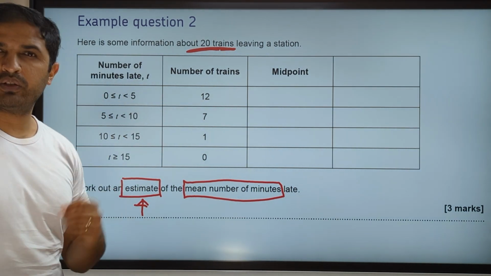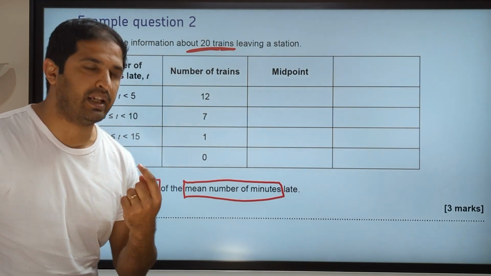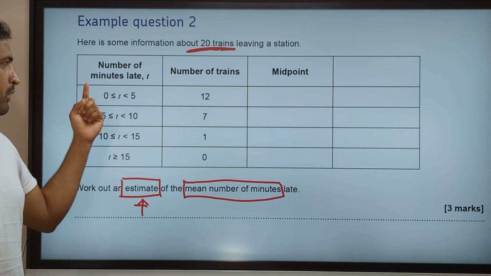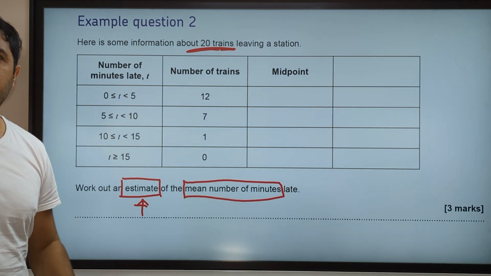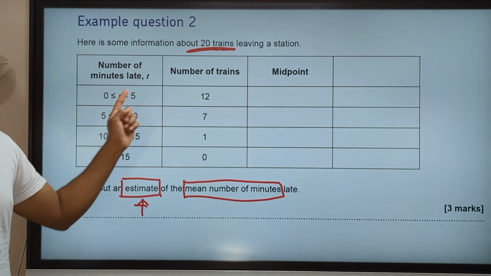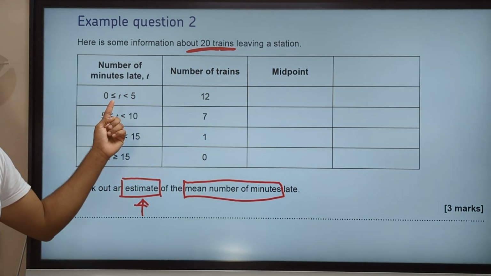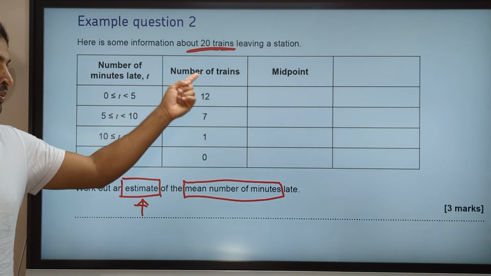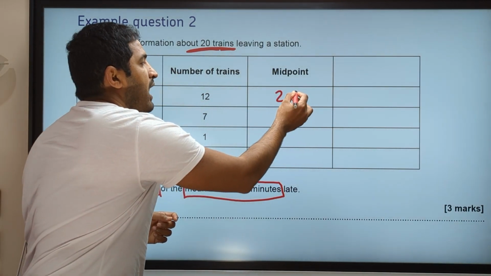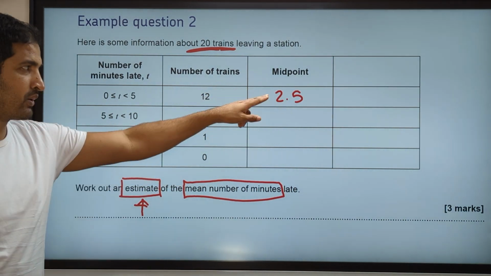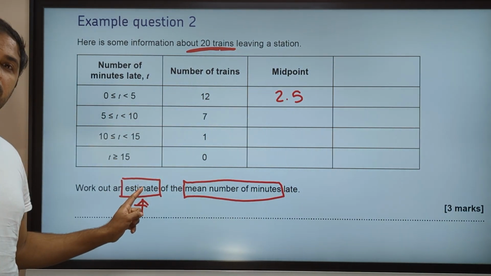All 12 of those trains could have been 1 minute late, or all 12 of those trains could have been 4 minutes late, or 12 of those trains could have been 2 minutes late. Okay? We don't know, and that's why the word estimate comes. What we're going to do is use the midpoint here as the estimate. We're saying these 12 trains are going to be 2.5 minutes late, and that's the estimated value. So that's why the word estimate is being used.